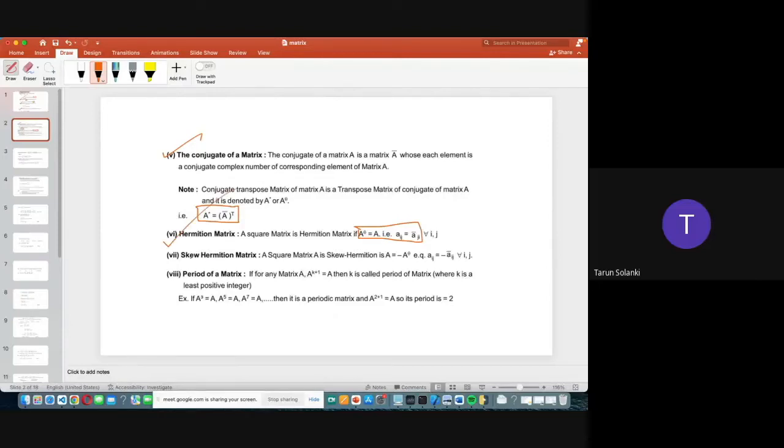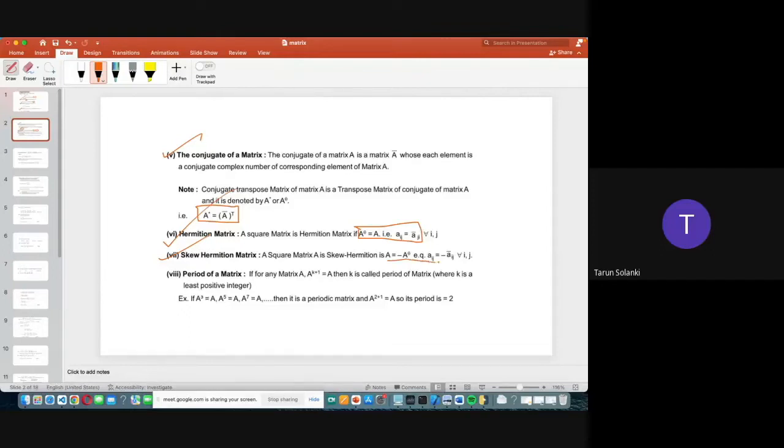Next is the skew-Hermitian matrix. You can write it as A is equal to minus A to the power theta, which you can write as a_ij is equal to minus a bar_ji.